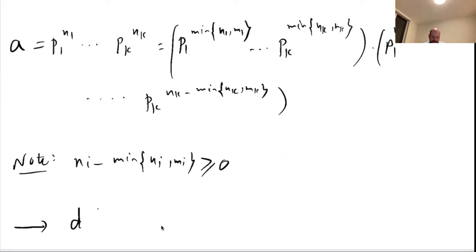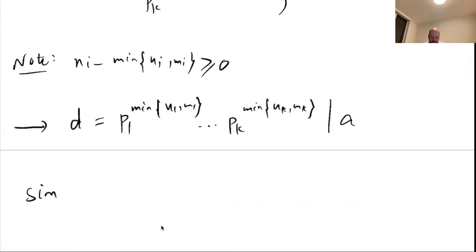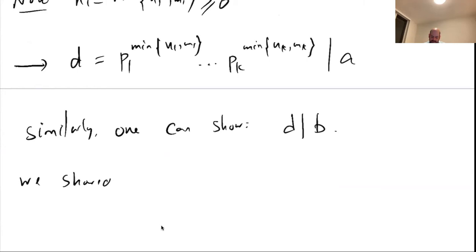So D, you remember what I mean by D, right? D, which I defined as P1 to power minimum N1 M1 times Pk to power minimum Nk Mk, divides A. Similarly, one can show that D divides B. So we showed that D divides both A and B. We showed D is a common divisor of A and B.